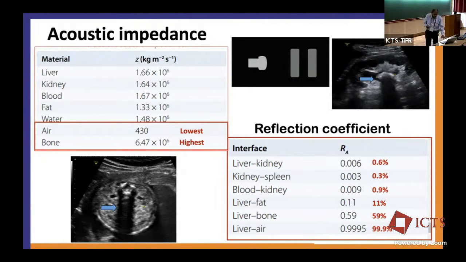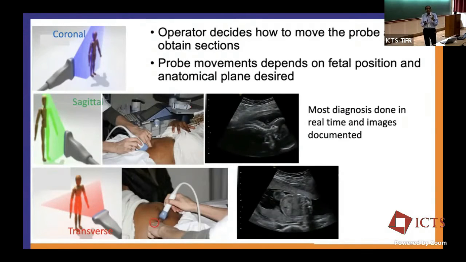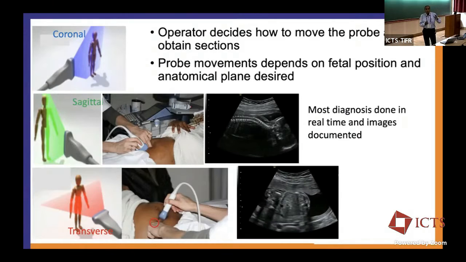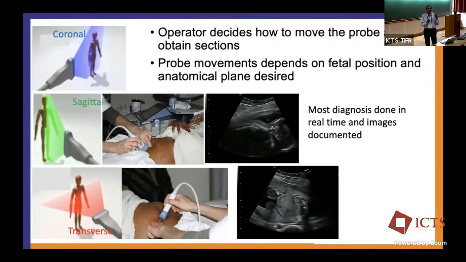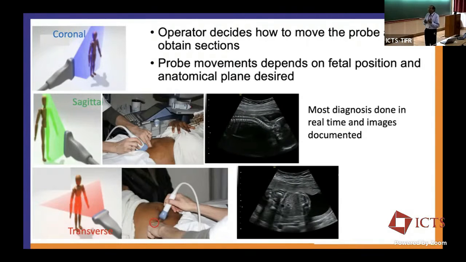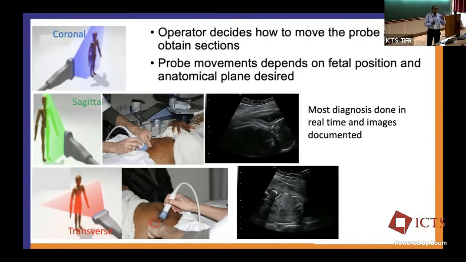So this is how and when I see, for example, a liver-air interface, I have 99.9% reflection. Similarly, at a soft tissue-bone interface, you're going to have very high reflections. By understanding these characteristics, I'm able to understand what kind of image is being produced. So I have anatomical knowledge on one side. I know where I'm placing my probe. When I see these images, I try to give some meaning to these images. But the operator decides on how to move the probe and obtain sections.